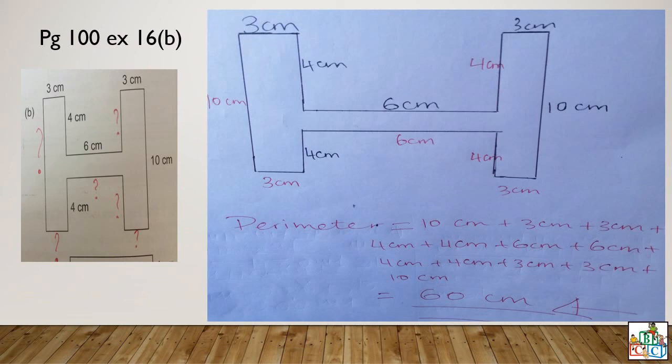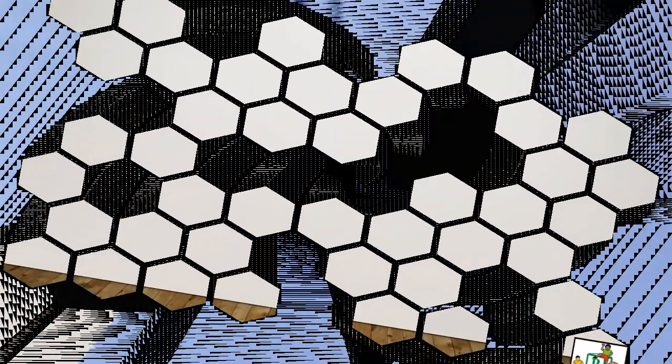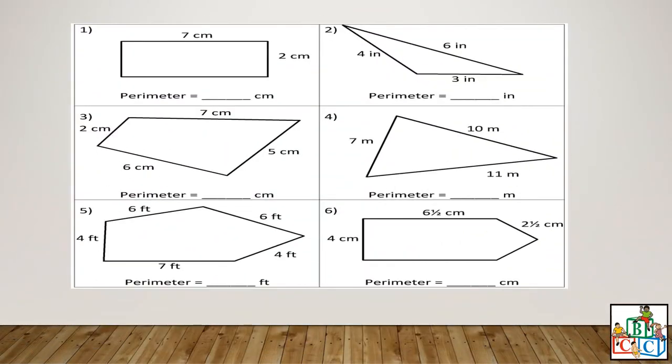So take a look. This is an example. The perimeter is 60 centimeters. I hope it is going to help you. This is a small exercise for you. You'll be doing this in your copybook on perimeter.